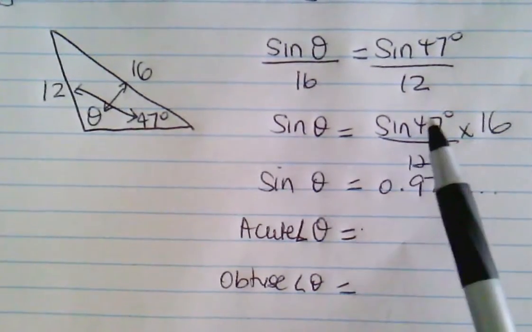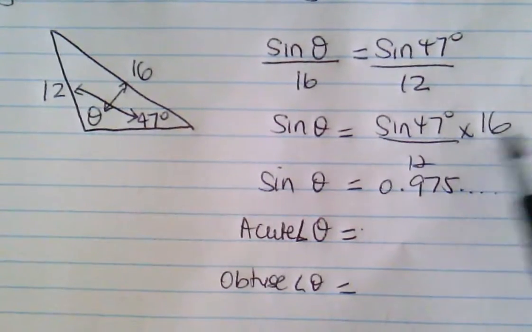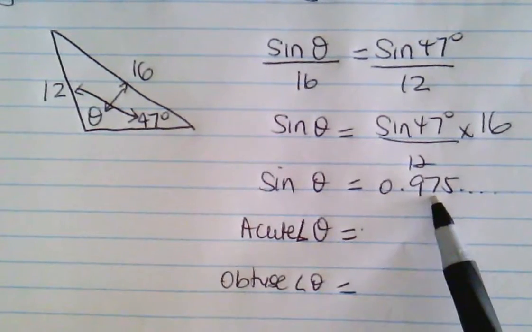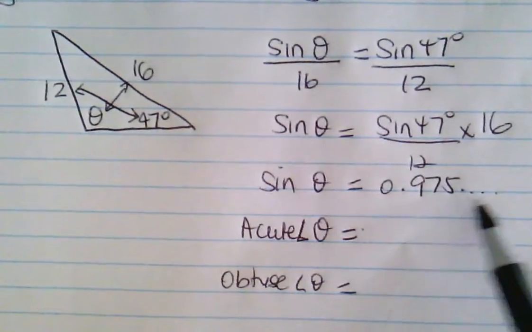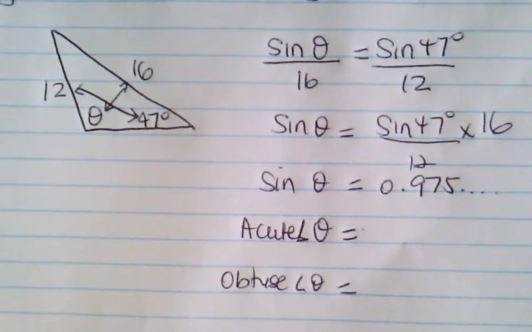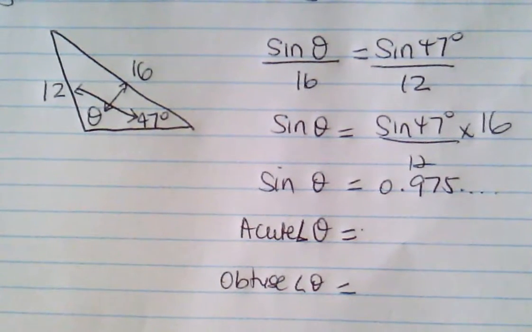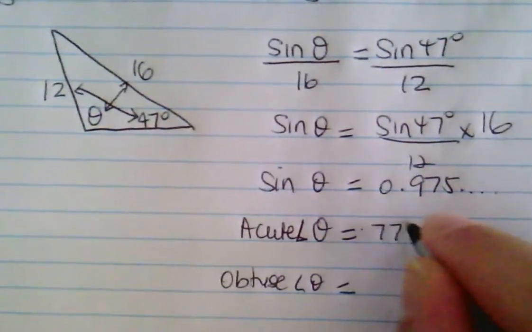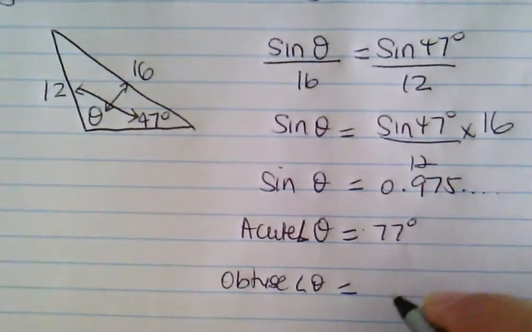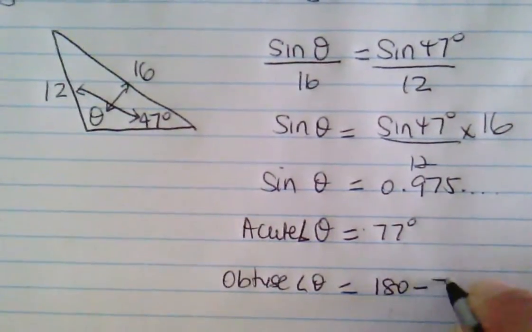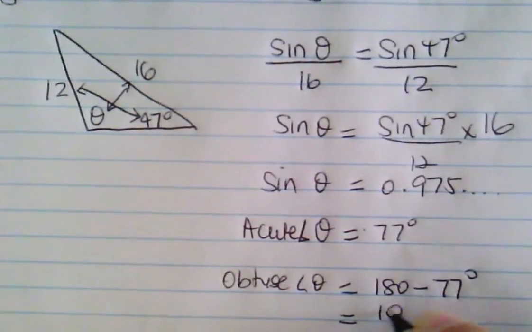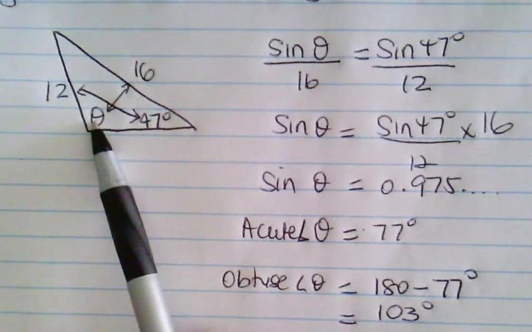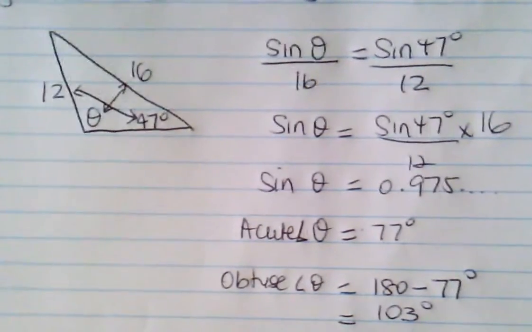So we've got, therefore, sine theta is sine 47 degrees over 12 times 16. When we evaluate that on the right-hand side, we get 0.975. Notice it's positive. Sine theta is positive 0.975, meaning that I can give an acute angle answer and an obtuse angle answer. The acute angle is just sine to the minus 1, and we get 77 degrees as my acute angle, and my obtuse angle will just be 180 minus 77, which is 103 degrees. You can clearly see that this is not going to be 77. It's bigger than 90 degrees. Okay? That's how you do that.